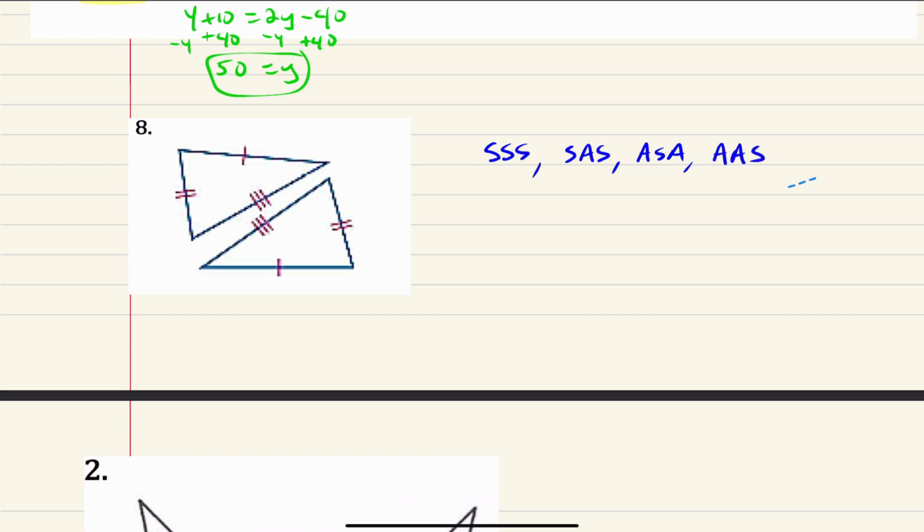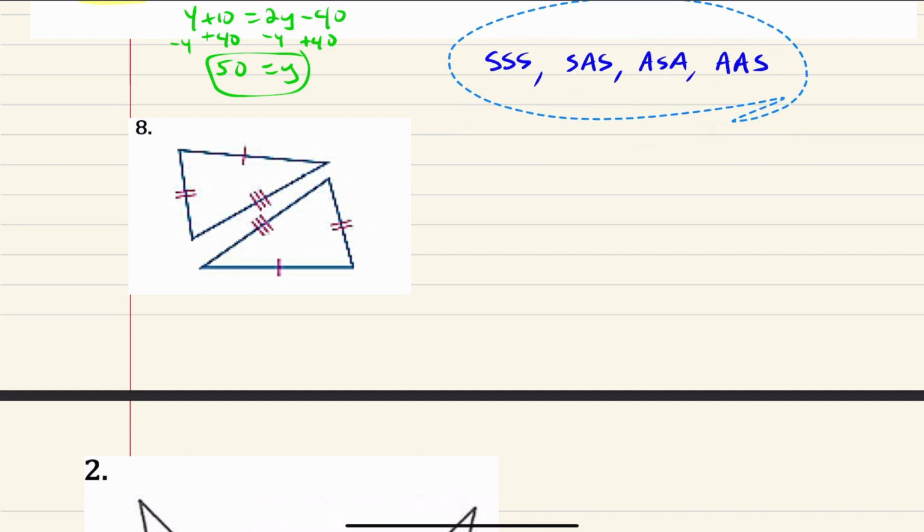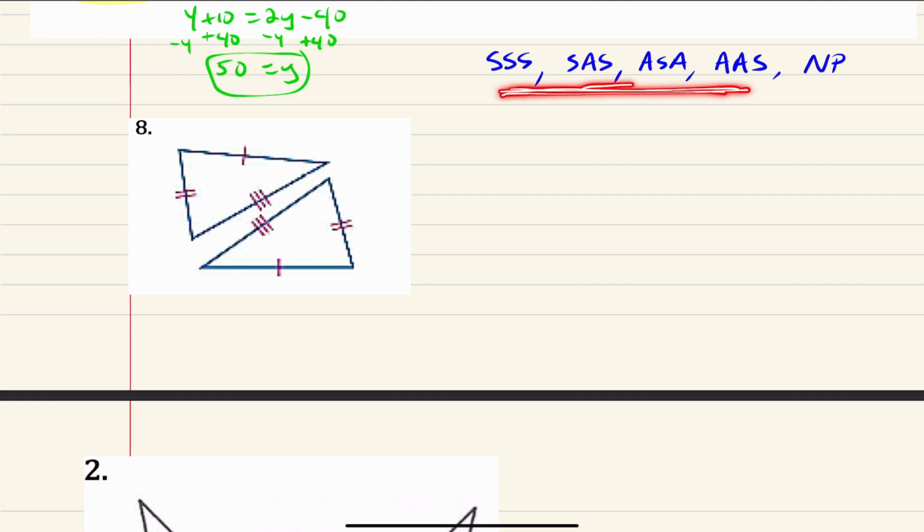Okay, so these were the 4 shortcut methods that you need to know and how to use them. And then there might be a case where you can't use these. If none of these apply, then you're gonna say not possible on the quiz. Potentially, you might have something like that. Okay, so let's take a look at number 8.